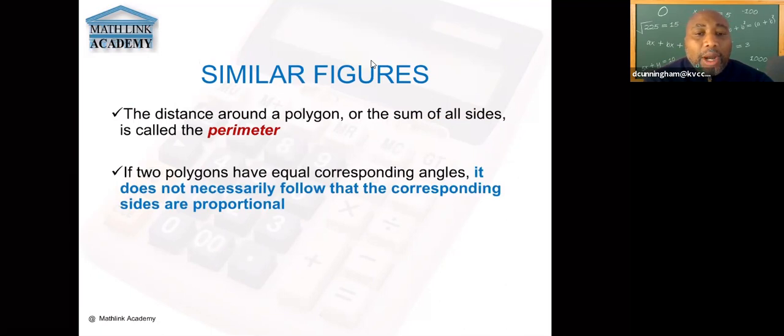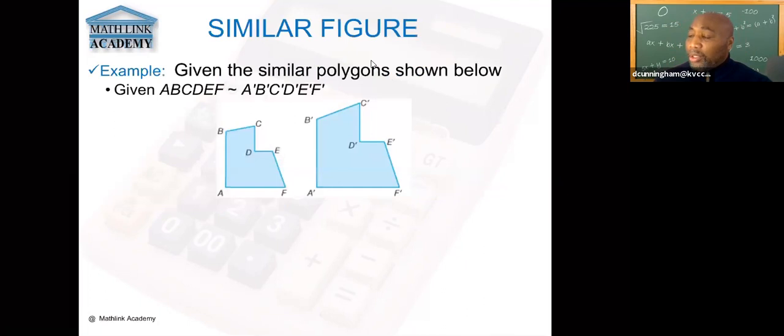The distance around a polygon, or the sum of all the sides, is called the perimeter. So if you have a triangle, add up all three of the sides, that is your perimeter. And if two polygons have equal corresponding angles, it does not necessarily follow that the corresponding sides are proportional. So I want to look at some things here to understand what we're looking at.